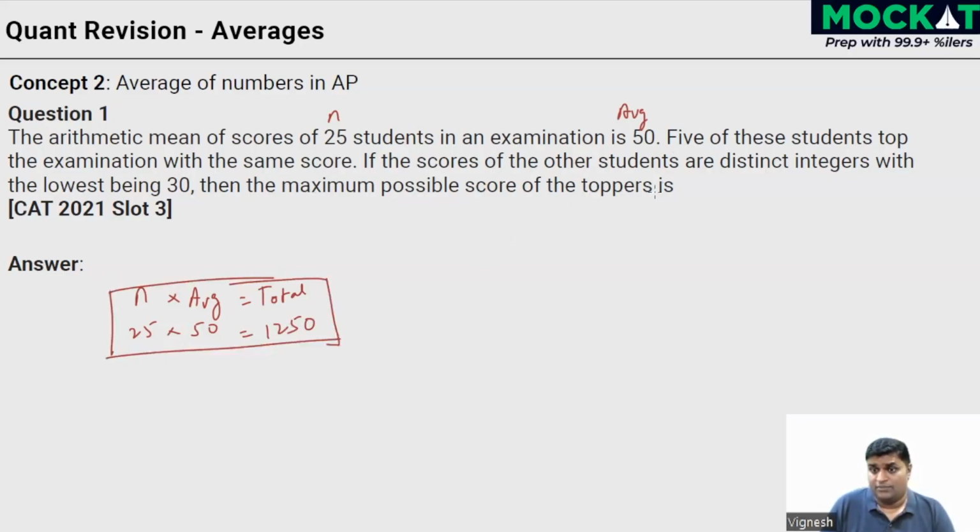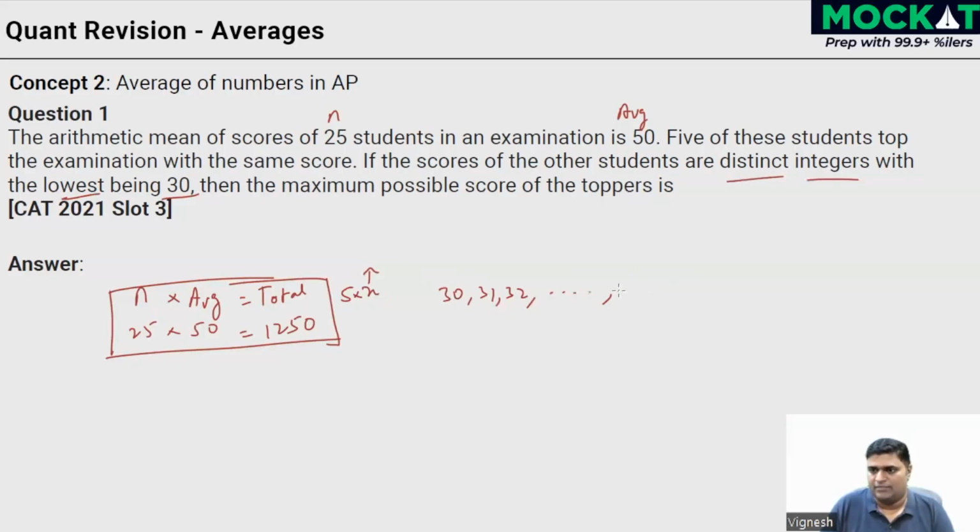Now, 5 of them are toppers. For the 5 toppers, 5 into x, I have to maximize them. So the remaining students should be as small as possible, because the total is 1250. What is the smallest values I can give for the remaining 20 people? What do I know? They are all distinct integers with the lowest being 30. I have to put their scores as low as possible. The lowest I can give them are 30, 31, 32. They all have to be distinct also, and it goes on till what? I need 20 scores. From the 25, 5 are toppers with the same score, and the rest were distinct.